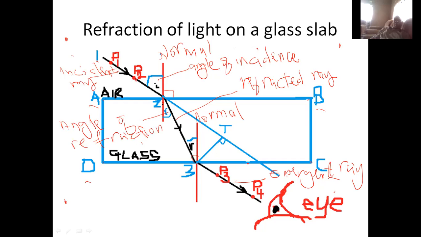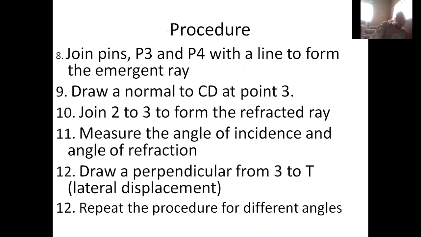This is the angle between the normal and refracted ray. And so we have already explained all this. In other words, you measure the angle of incidence and the angle of refraction, and all these should be measured from the normal, which we have already done. We can as well draw a perpendicular from 3 to T, which forms what is known as the lateral displacement.